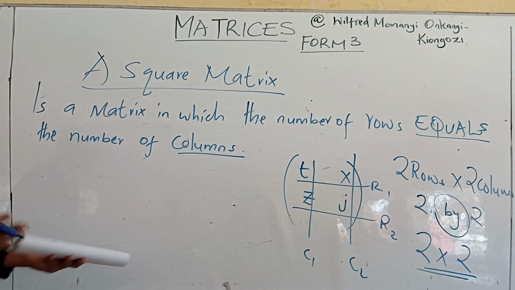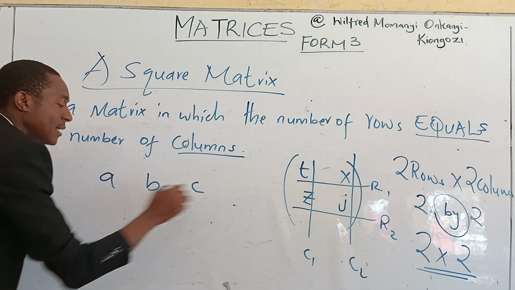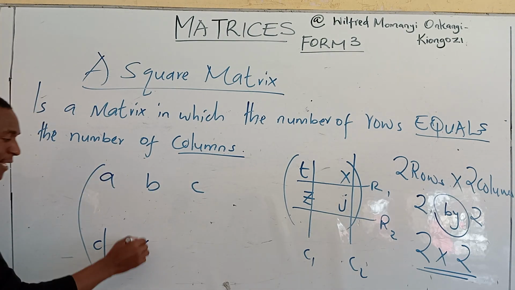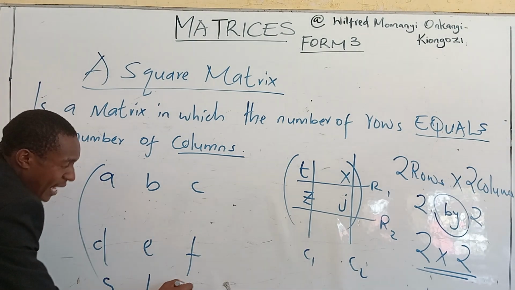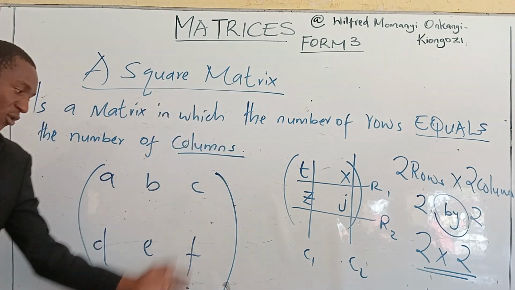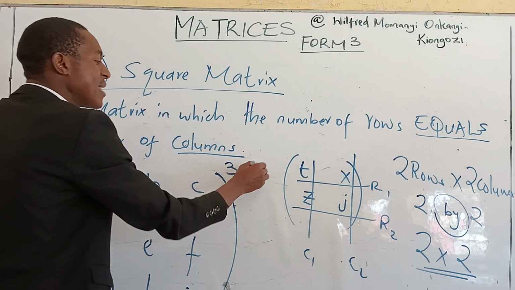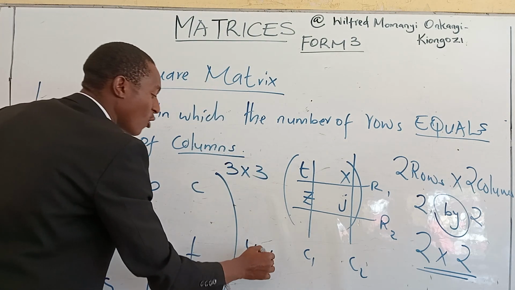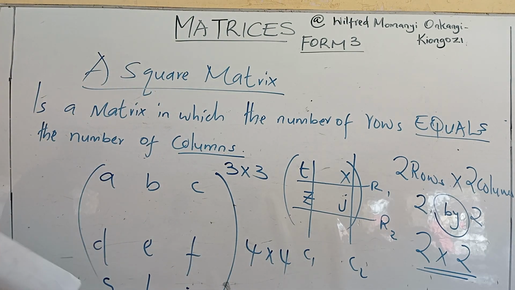We can give an example of another one. Maybe 3 columns, 3 rows. Square matrix. We have A, B, C, D, E, F, G, H, I, for instance. We have 1, 2, 3 columns. Then we have 1, 2, 3 rows. So this one is a 3 by 3. We can have a 4 by 4, and so forth. That is what we call a square matrix.